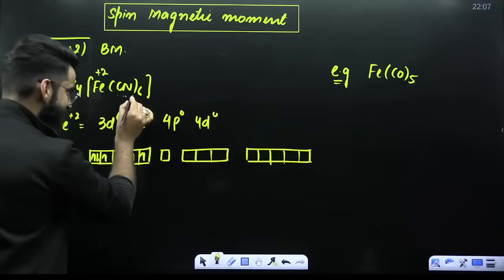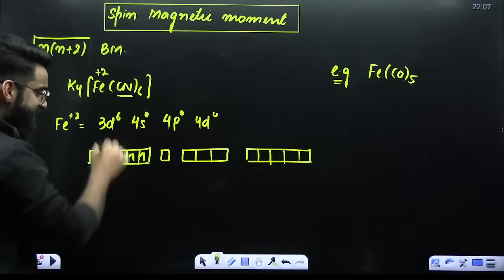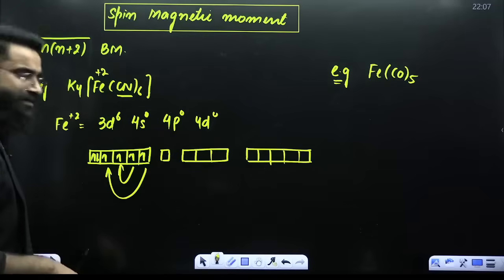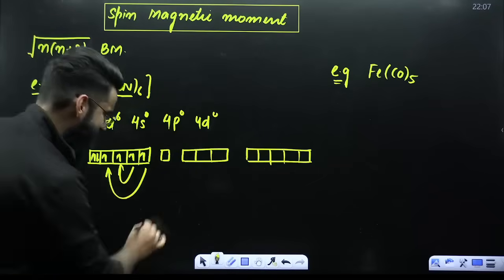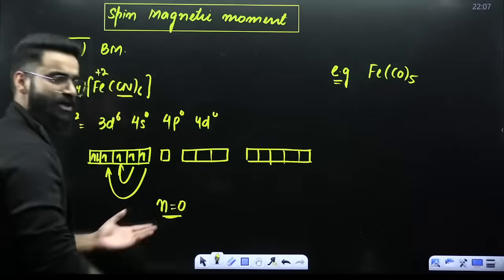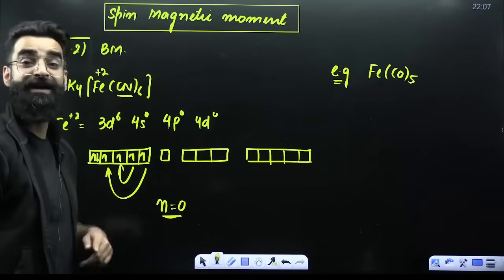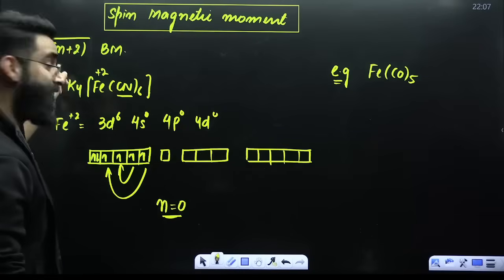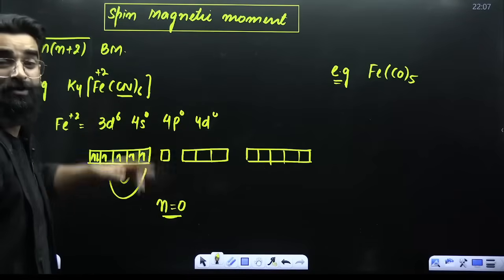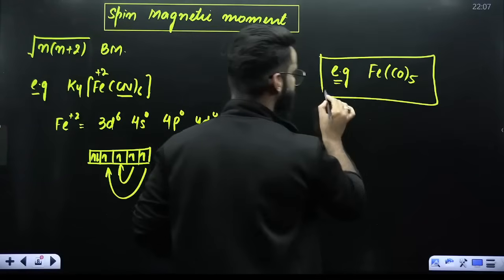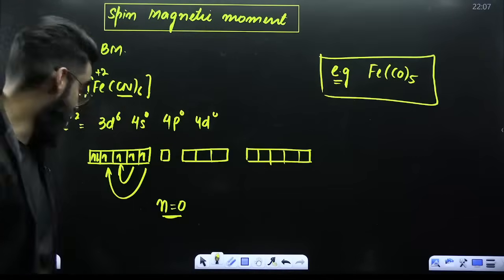You know it. Here, cyanide is the strong field ligand. If cyanide is a strong field ligand, it is going to cause the pairing of electrons. And when it causes the pairing of electrons, there won't be any unpaired electron. That means n value is 0. If n value is 0, my dear students, spin magnetic moment here is going to be 0. If there was one unpaired electron, then put the value of n as 1 here. If there were 2 unpaired electrons, put the value of n as 2 here. So this is your homework question. Do let me know its spin magnetic moment in the comment section of this particular video.